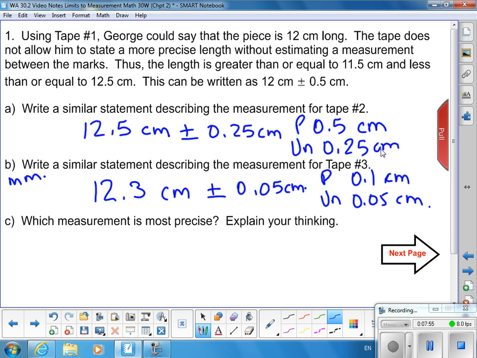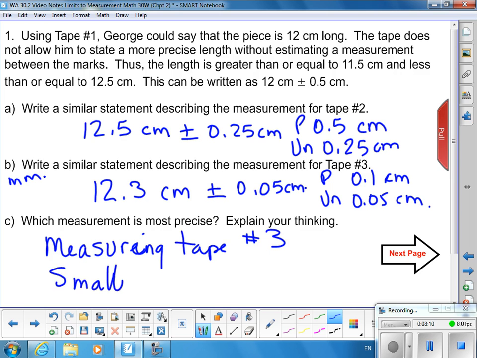Which tape measure is more precise? Well, measuring tape number 3. And why? Because it is in the smallest increments. So if you use a measuring device that has the smallest divisions in it, so in this case millimeters, it's going to be more precise than one that's broken down into centimeters or broken into meters.